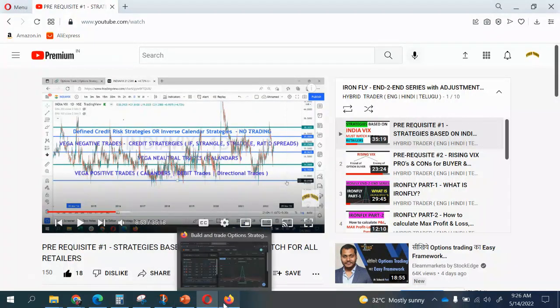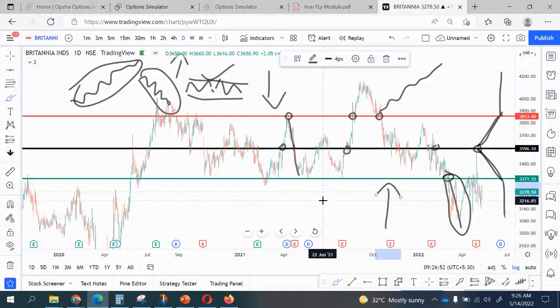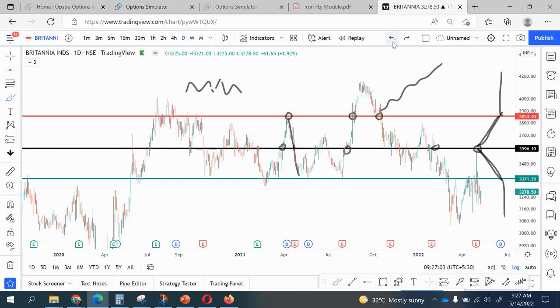Now, when should we go for Ironfly? That's the biggest question. Whenever we have high premiums. Ironfly requires high premiums. The reason we go for high premiums is that we get a high range, and the probability of getting good profit is more when the VIX is more.